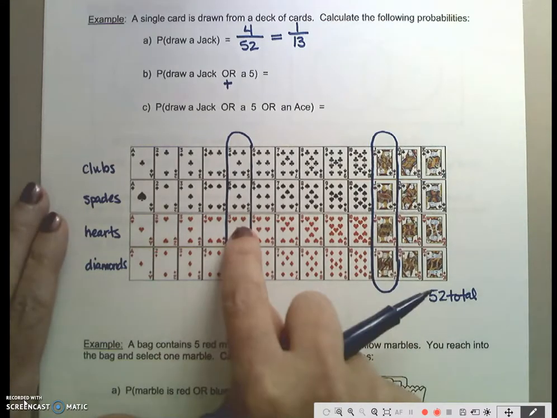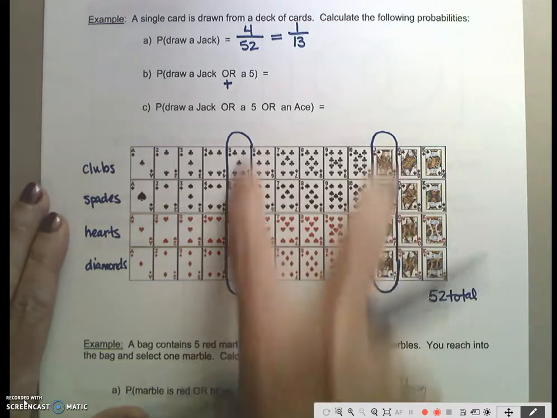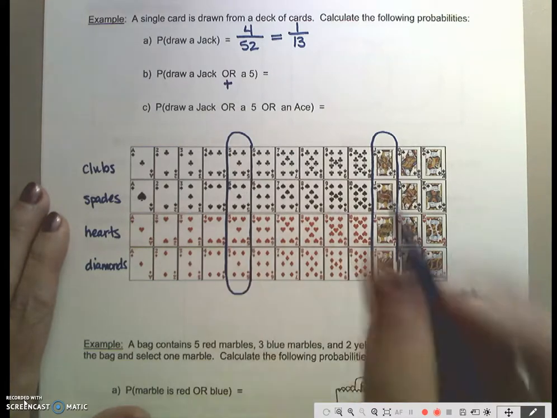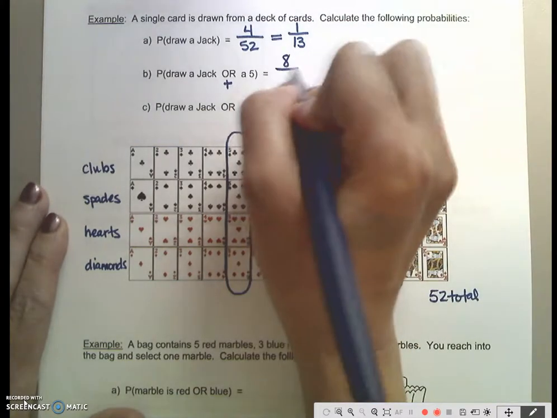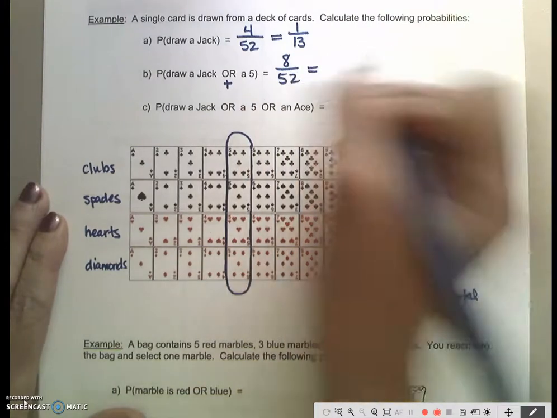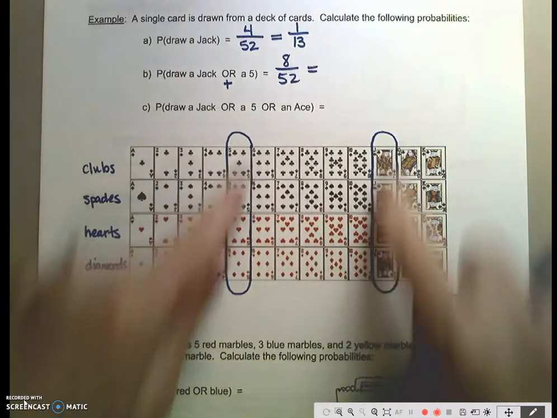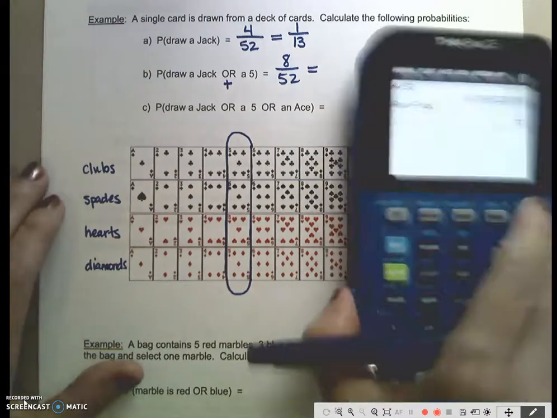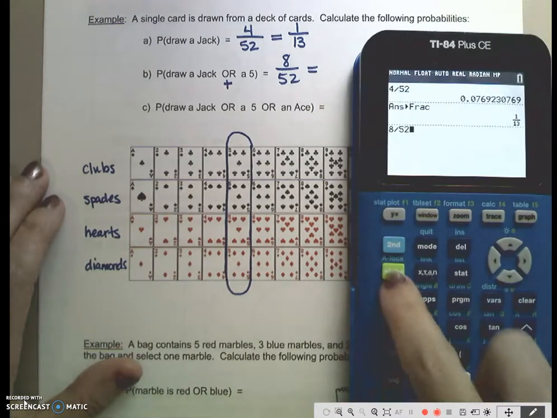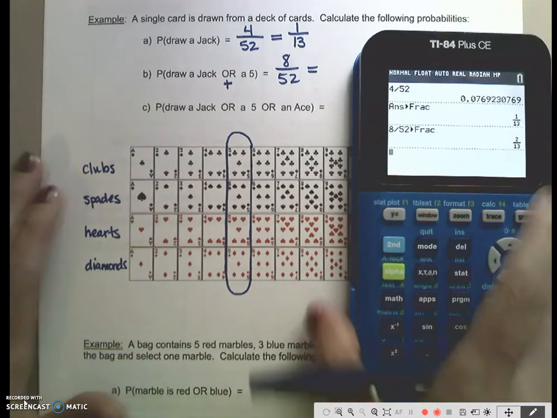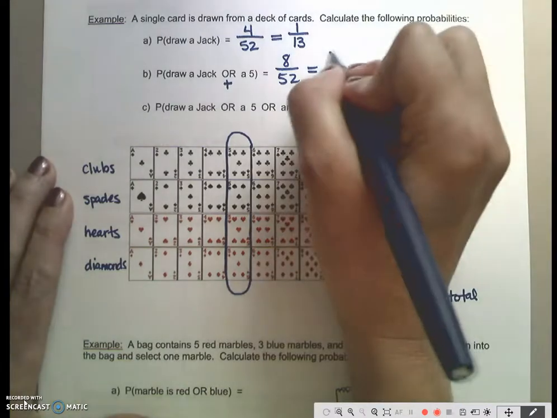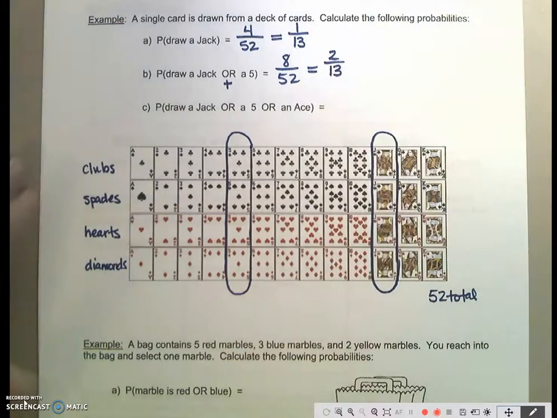So getting a 5 or getting a jack, well, there's 8 cards. You add them together. So it would be 8 out of 52. You don't actually have to work out a formula. You just have to count. There's 8. And 8 out of 52 as a fraction is 2/13. Think about it. 2 out of every 13 cards is either a 5 or a jack.